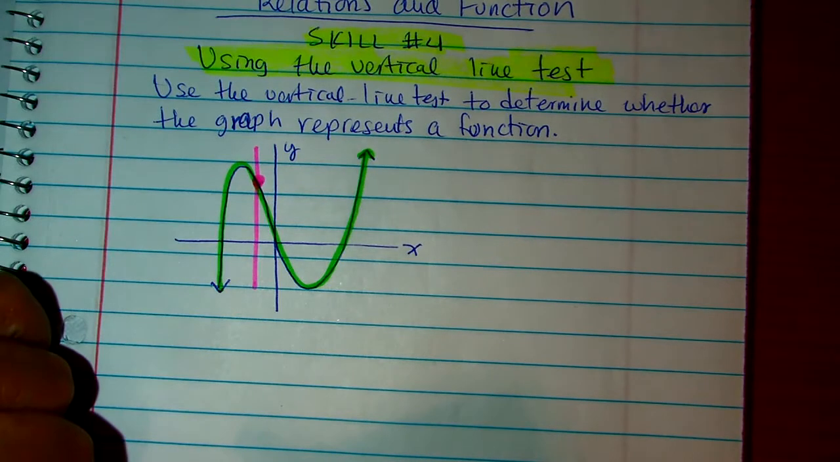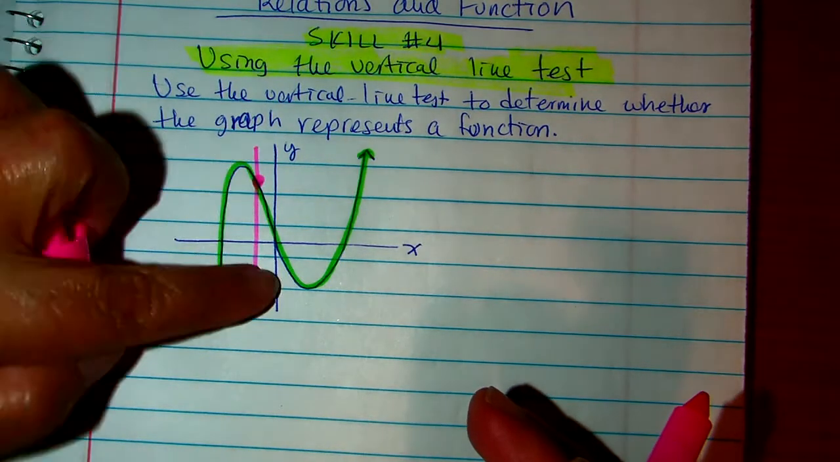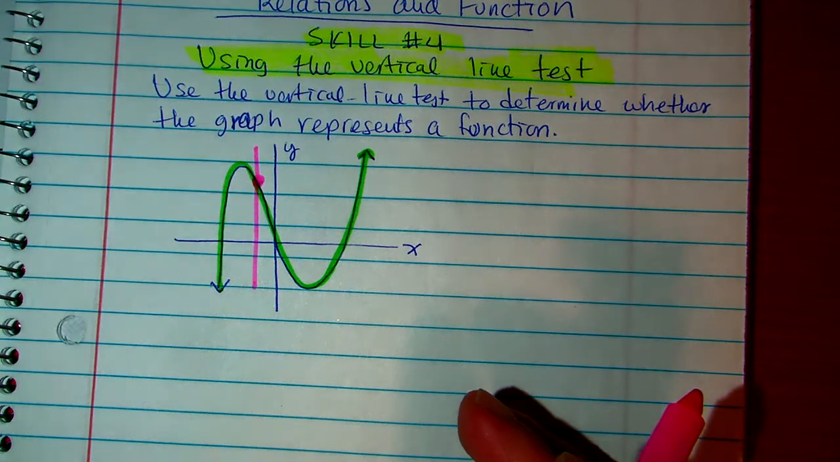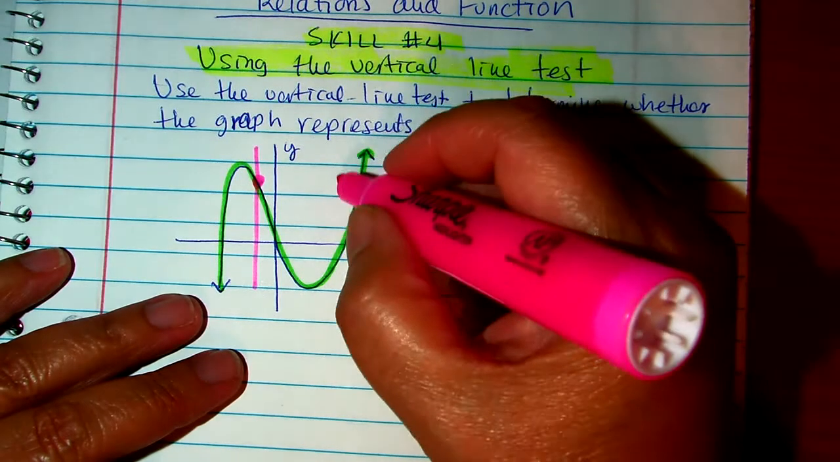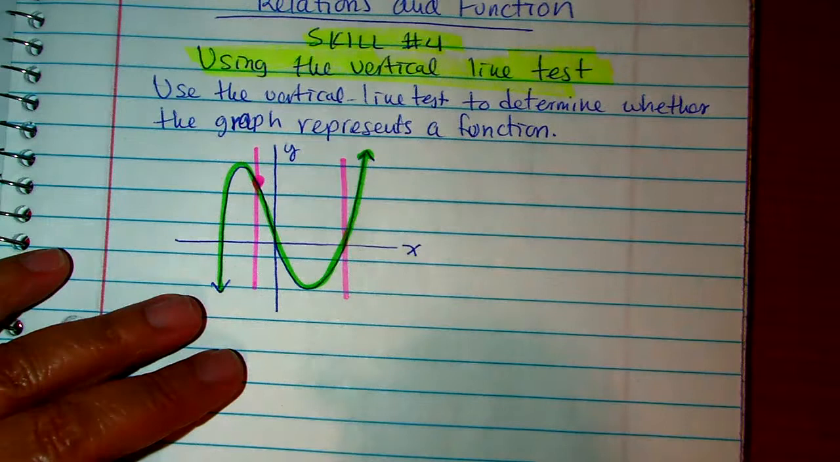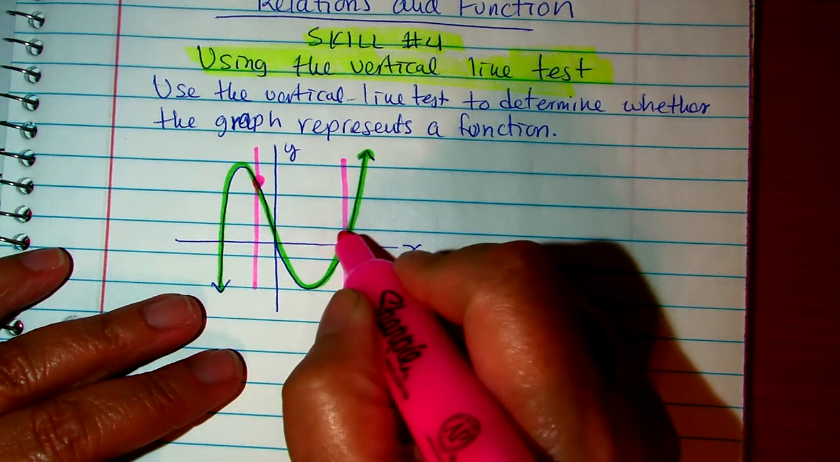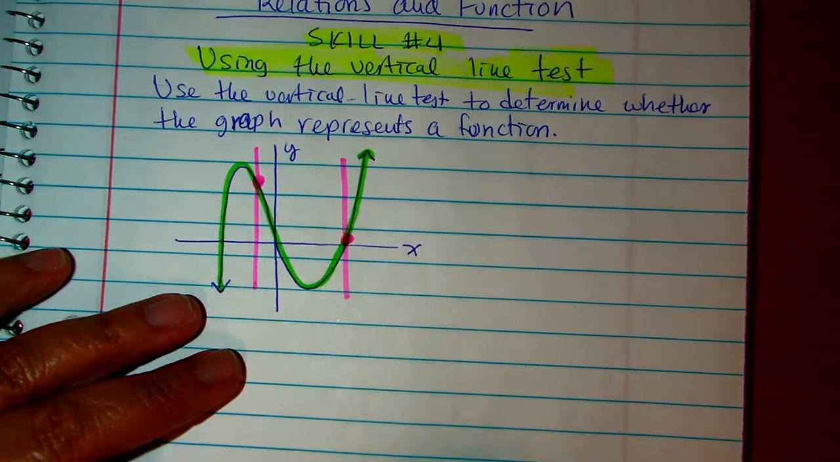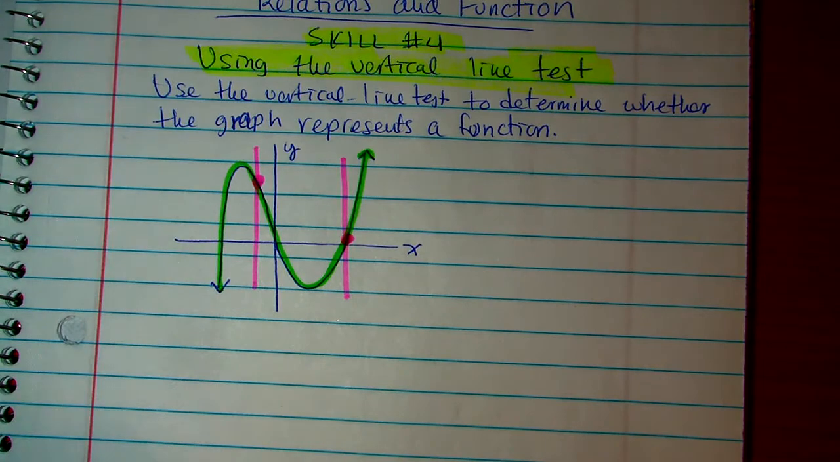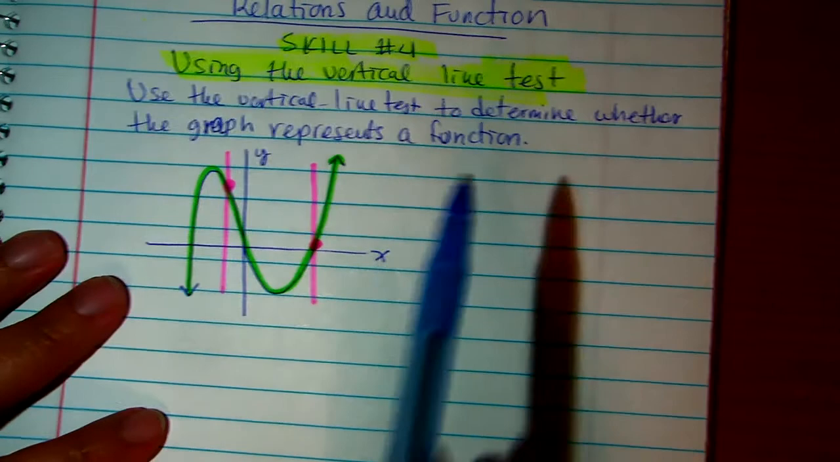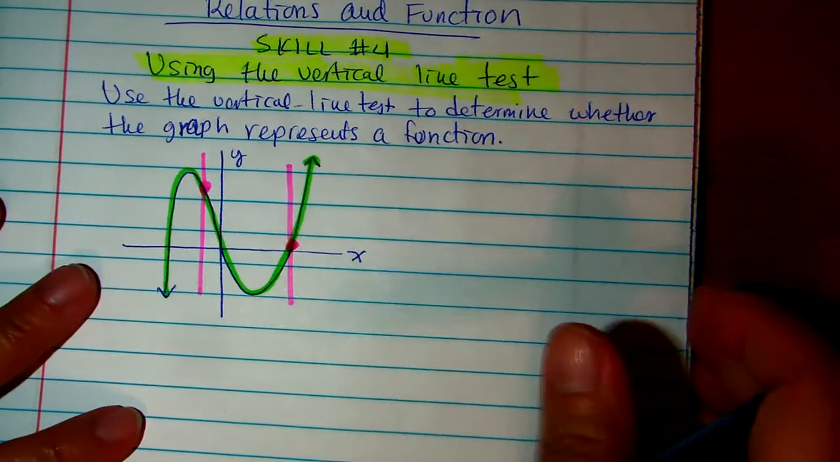What if I draw another line? Just pretend I didn't draw this vertical line. What if I draw a vertical line here? It only intersects the graph here, okay? So instead of writing this explanation right here, we're going to write it in simple words.